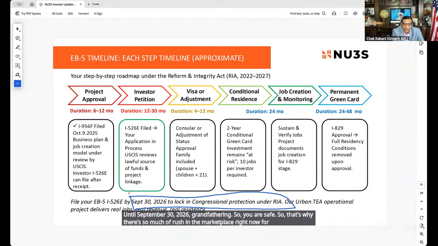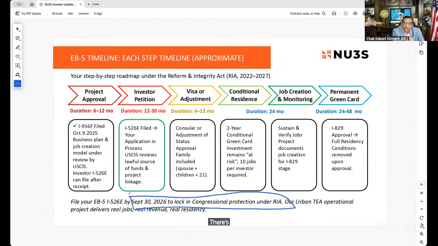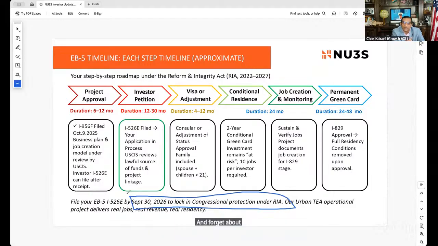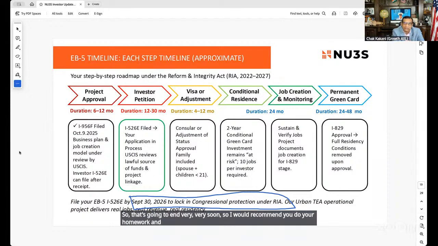We are seeing that there's a stampede about to come up. Attorneys will get busy. Projects will get busy. In fact, very soon, the demand is so high, the supply will be very low in EB-5. And forget about supply, where do you get a supply of credible projects like this? So that's going to end very, very soon. So I would recommend you do your homework and get started with the process, even if you are brand new and just getting into the process.